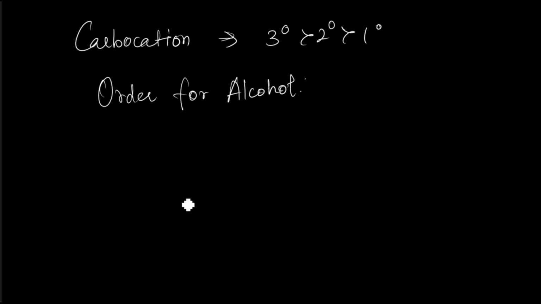Most of the questions are asked from alcohol, because in alcohol you can expect a hydrogen bond. So obviously the extra bond will give extra stability. So solubility of alcohol increases with branching, right? For example, n-pentyl alcohol, then comes iso, then comes neo. This is a stability order.